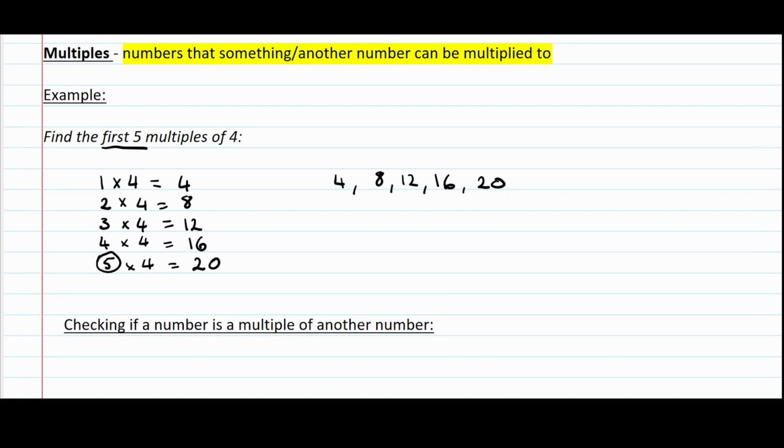Now, any number can have an infinite amount of multiples, as long as when you divide it by 4 you get a whole number, it will be a multiple. For example, the number 400 is a multiple of 4, because if you divide 400 by 4, you get a whole number, which is 100. So therefore, 400 is a multiple. You can do that with anything. 24 is a multiple of 4, because if you divide it by 4, that gives you 6. So therefore, 24 is a multiple.